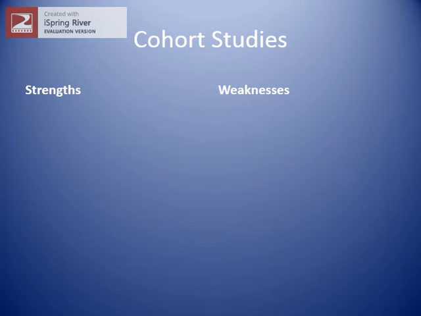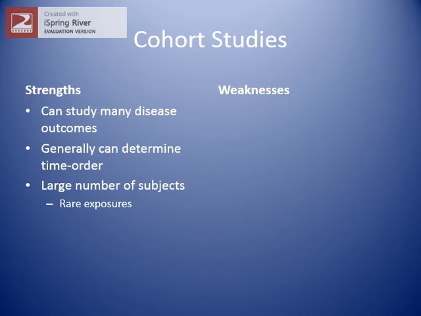Okay, so those are 3 cohort studies. Remember, this is when you take a group of people, follow them over time. You don't do anything to the people, you simply watch what happens to them over time. So the strengths of this type of study is that you can study many disease outcomes. Think about the Nurses' Health Study. You can study cancer and cardiovascular disease and multiple sclerosis and Alzheimer's disease, and you name it, you can study it. Many, many, many disease outcomes.